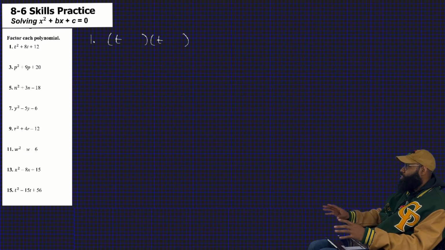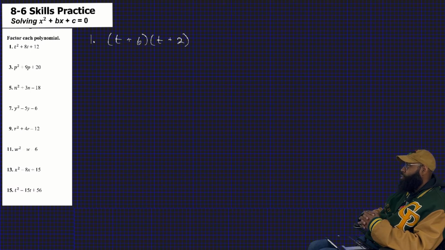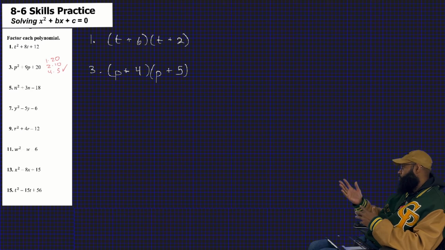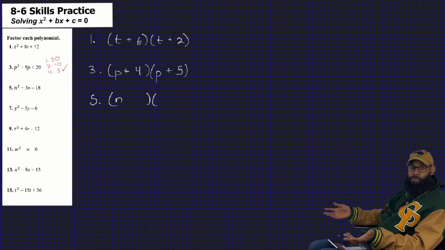But to get that trinomial, t times t is t squared, and 6 times 2 is 12. Now how do I know it's 6 times 2 and not 4 times 3? Because 6 plus 2 is 8. Boom. So next one, p times p is p squared, and for 20 I got options: 4 times 5, 1 times 20, 2 times 10. Which one is going to give me the middle term of 9p? Well, 4 and 5. So that's how I figure it out, right? Look at my options and choose the one that's gonna work for the trinomial.